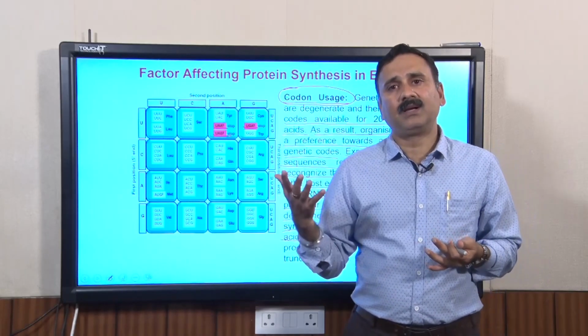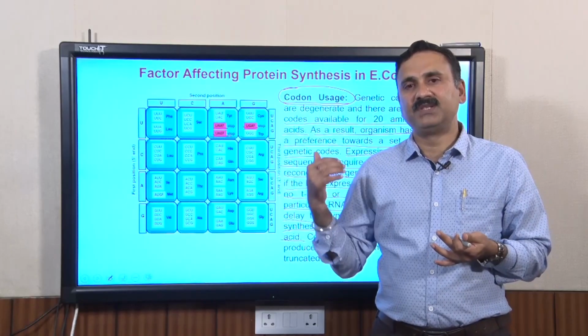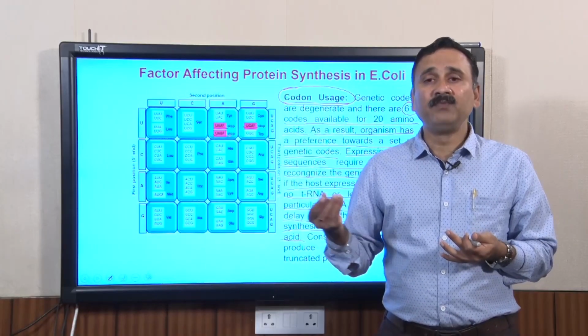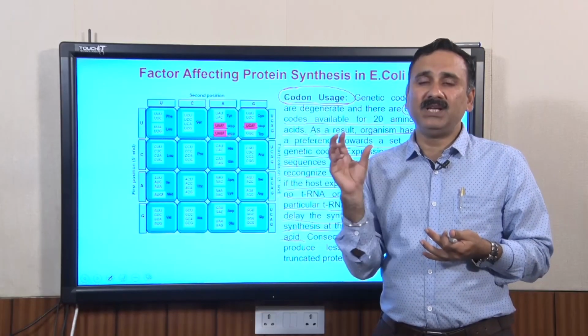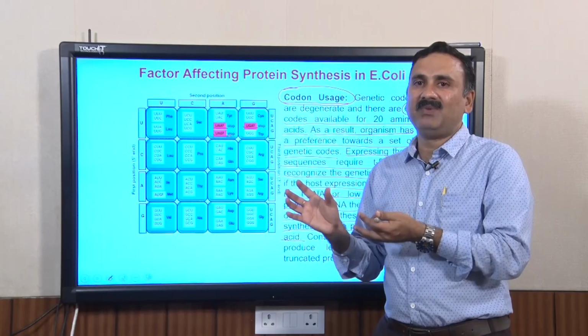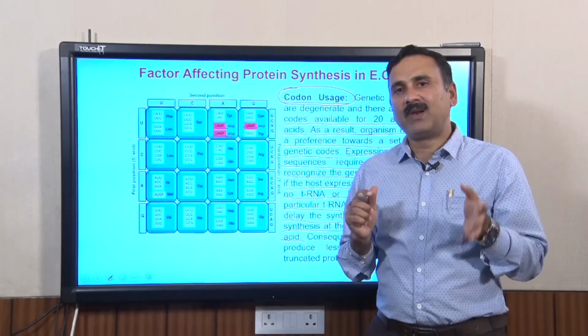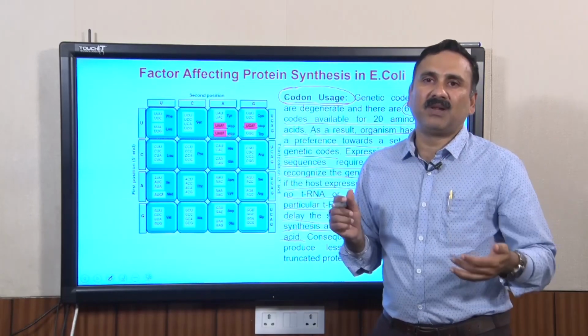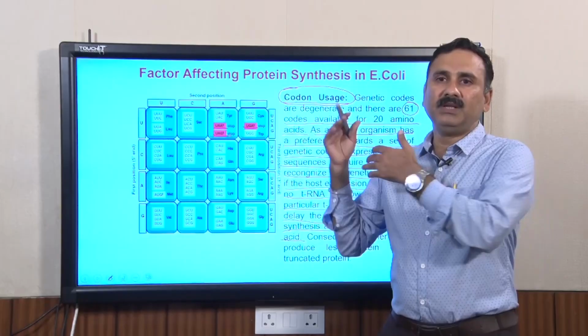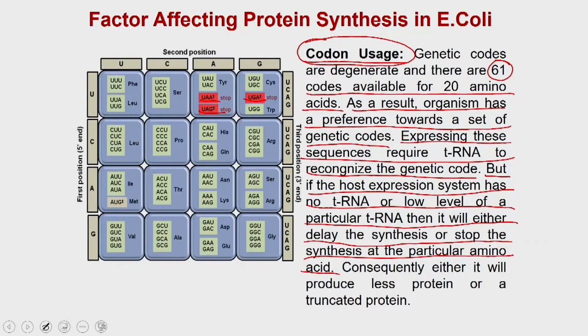Either you make a chimeric expression system where you clone these tRNA genes into the chromosome, or you can supply these tRNA genes cloned onto separate plasmids, and you can transform your plasmid as well as these additional tRNA plasmids. If you do so, you will be able to overcome the codon usage problem. Otherwise, it is going to produce less protein or truncated protein.